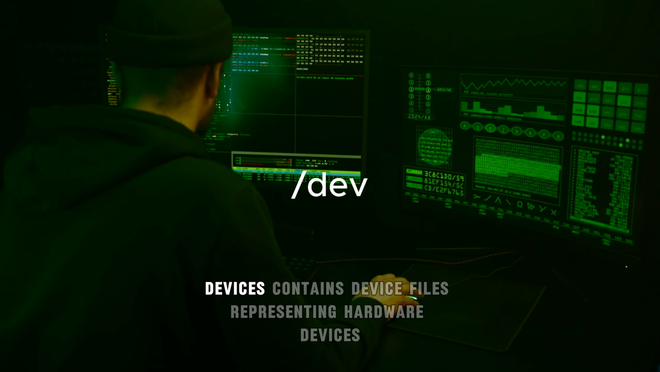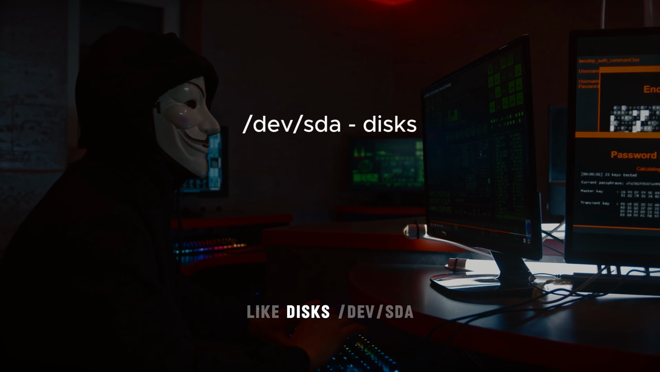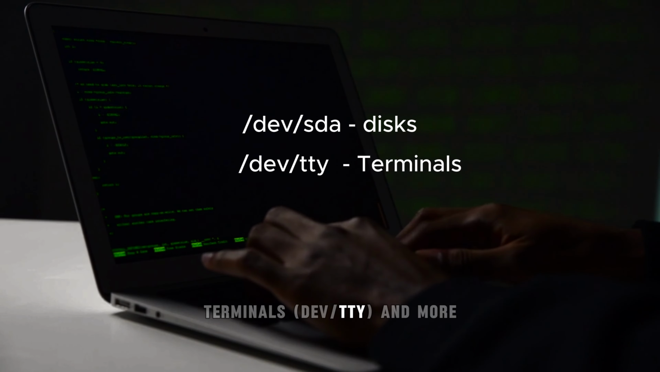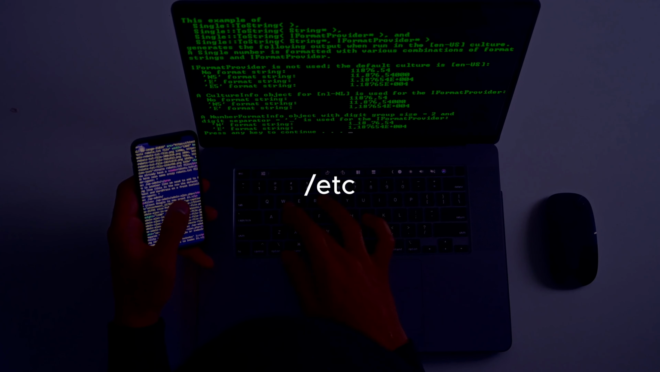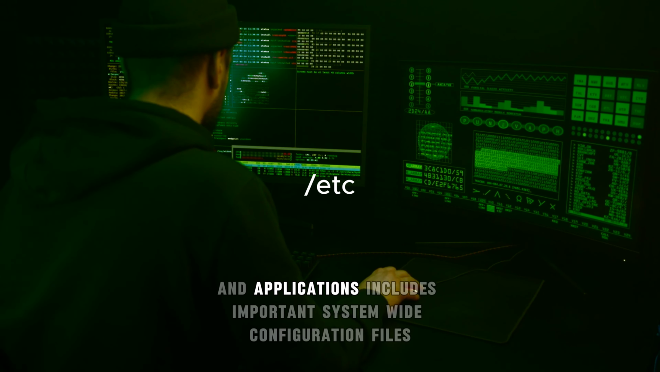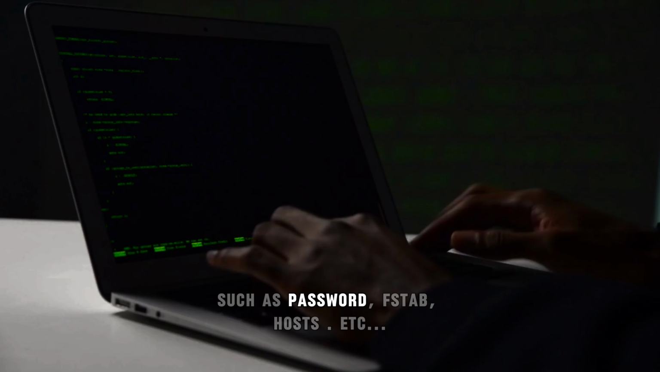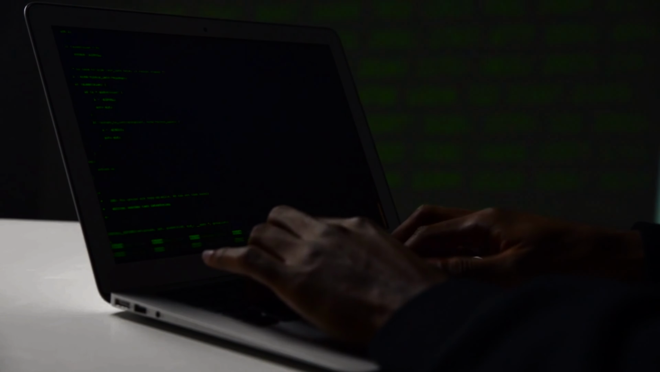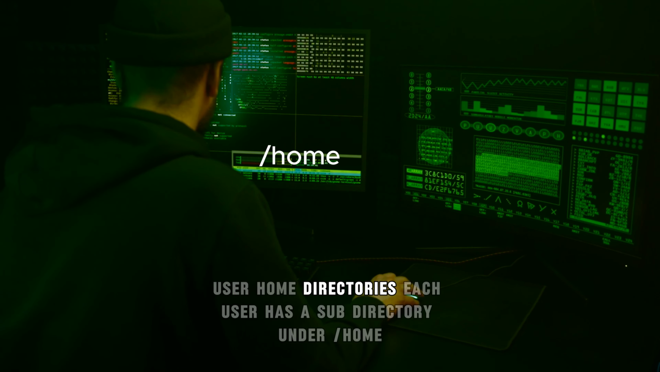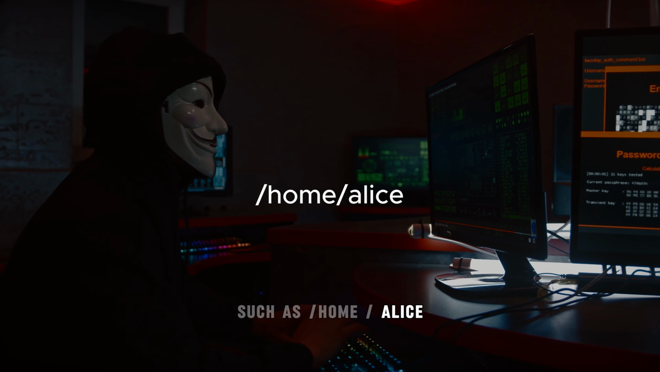/dev, devices. Contains device files representing hardware devices, like disks, /dev/sda, terminals, /dev/tty, and more. /etc. Configuration files for the system and applications. Includes important system-wide configuration files, such as passwd, fstab, hosts, etc. /home. User home directories. Each user has a subdirectory under /home, such as /home/alice.